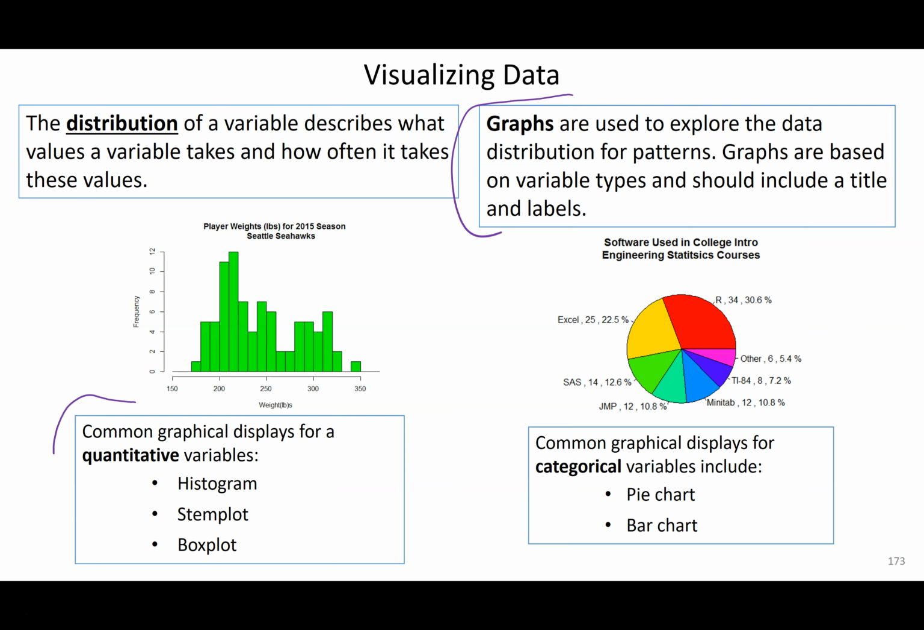So if we have a quantitative variable, remember it's numeric and it makes sense to take an average there, there are so many different displays we could use. We're going to focus on histograms, stem plots, and box plots. But it goes on and on and on.